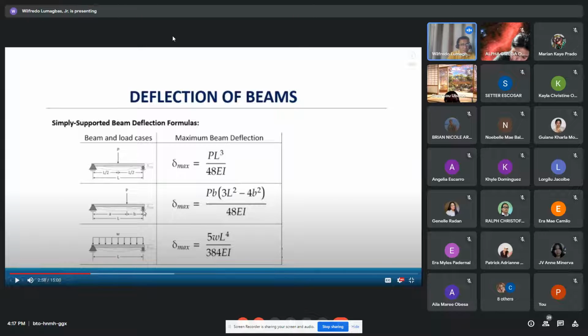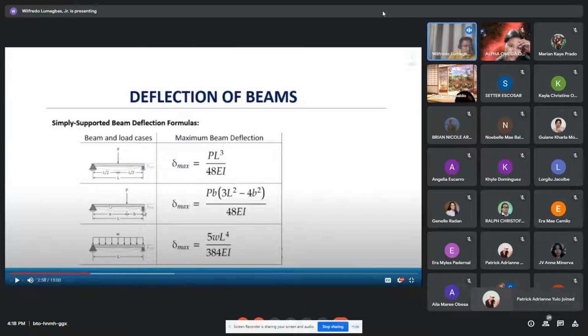Or kung sa English system, it is based on feet or inches. So may ara ka na equivalent nga value. And this is for concentrated load. While may ara man gyapon ta concentrated load pero hindi siya sa center kundi at a distance A from the left support or B from the right support nga point. And ang ato naman nga value for deflection is PB times 3L squared minus 4B squared all over 48 EI.